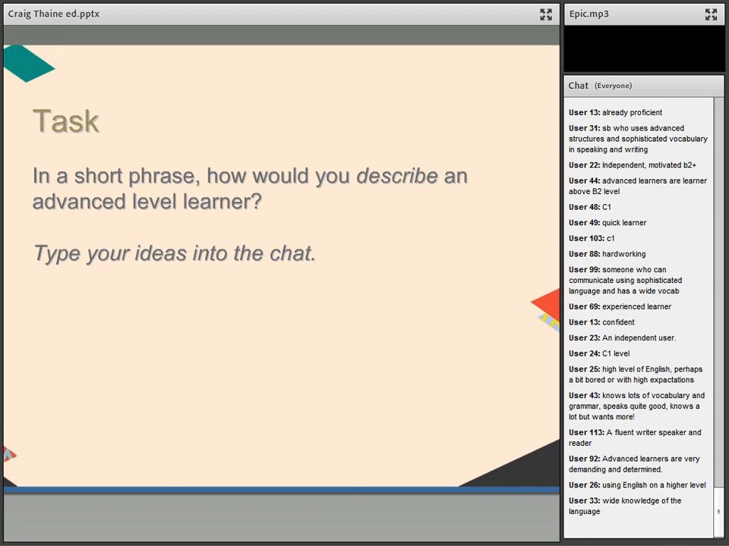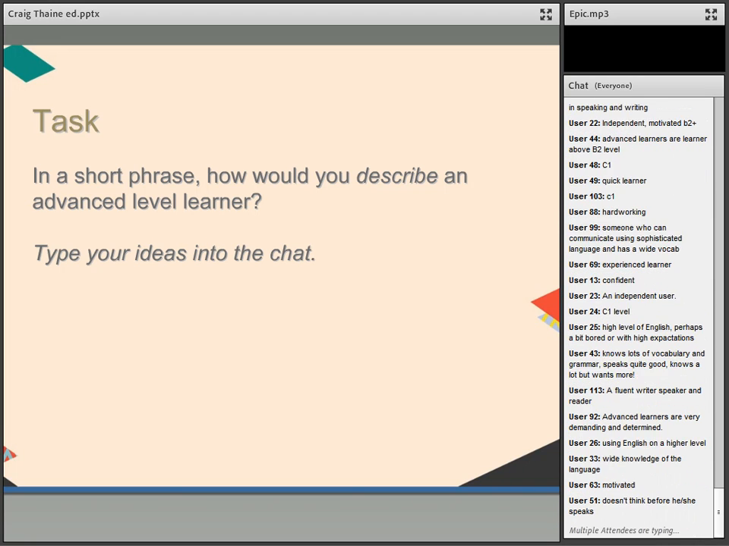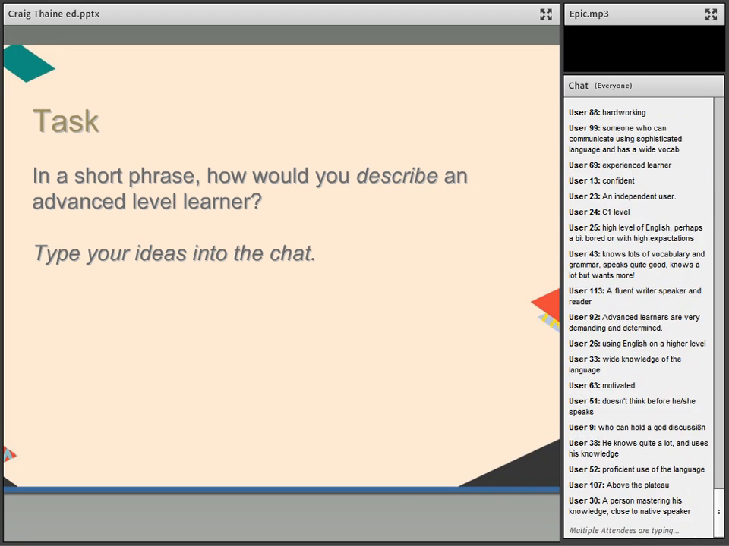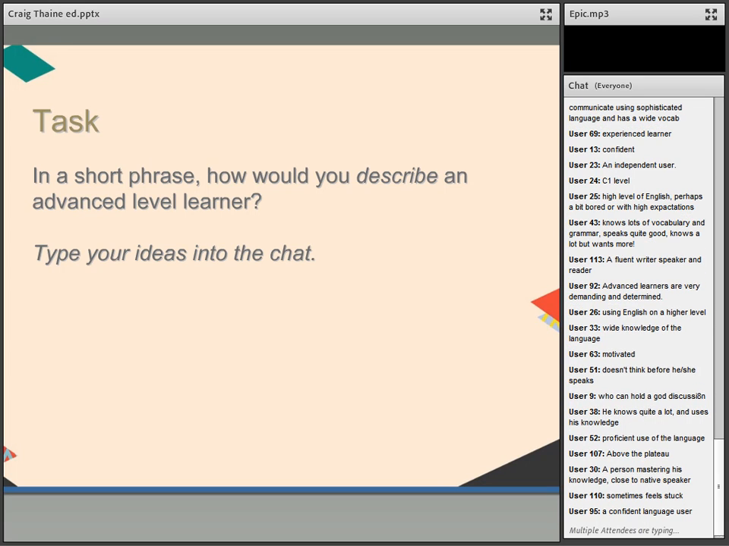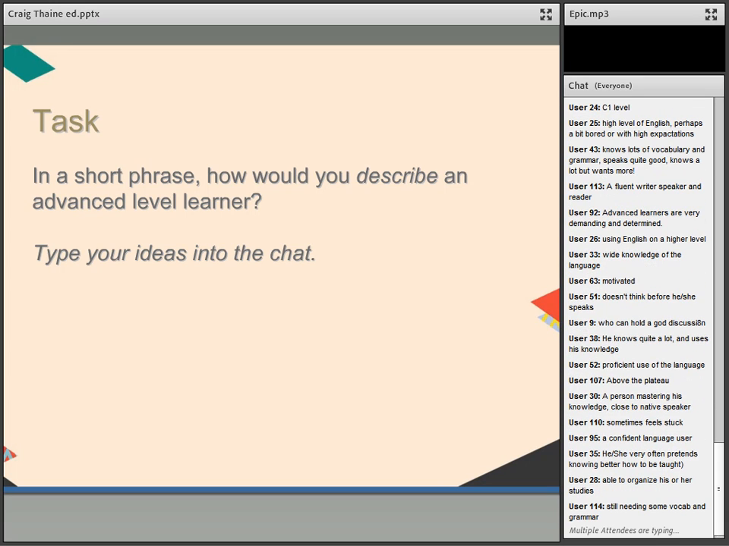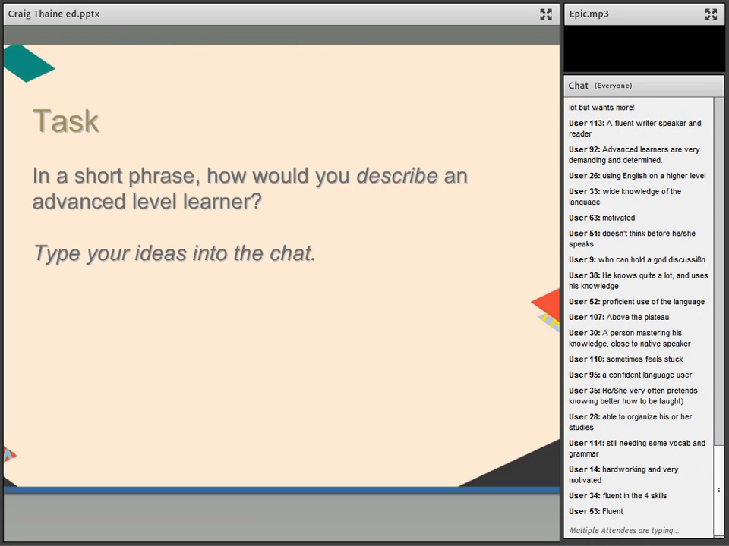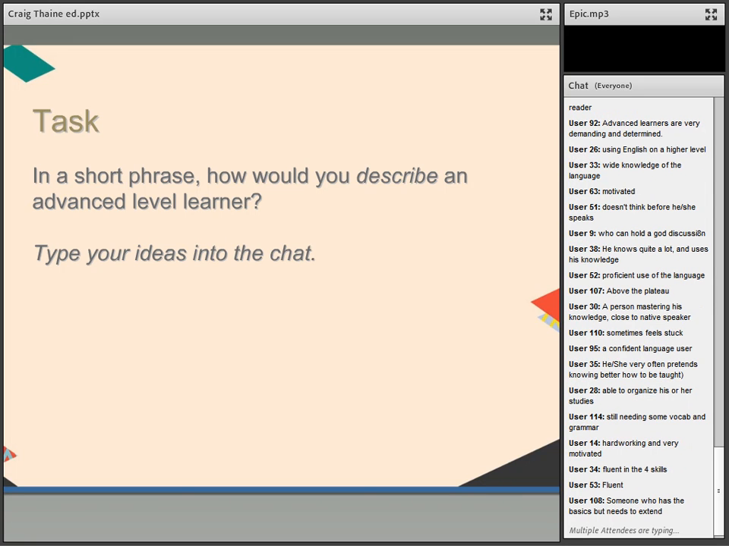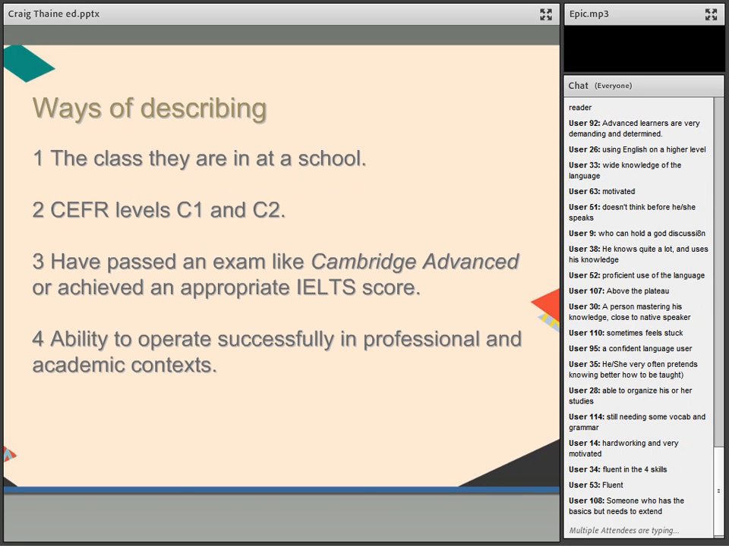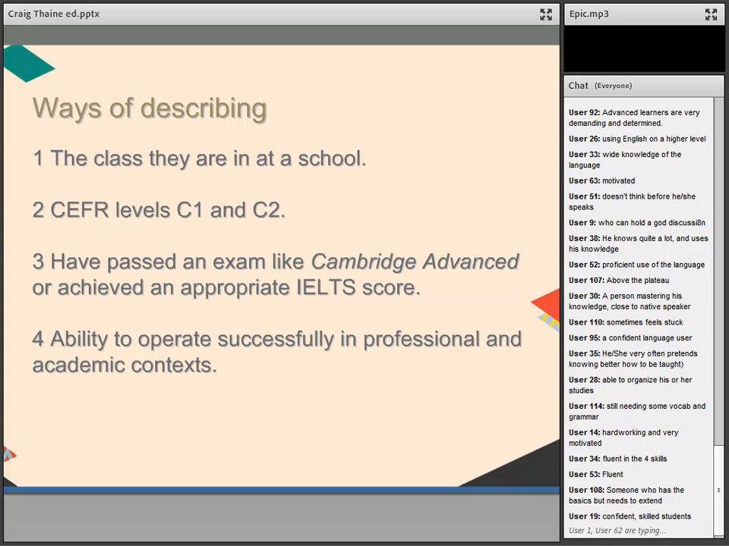Excellent. So in fact, what I'm getting from you is quite a wide range of ways of thinking or talking about an advanced level learner. And in fact, when I began to think about this carefully before I even began the case study, I had similar thoughts, I should say. So here are some different ways of describing advanced level learners, many of which, in fact, most of which I think have been mentioned already in the chat.